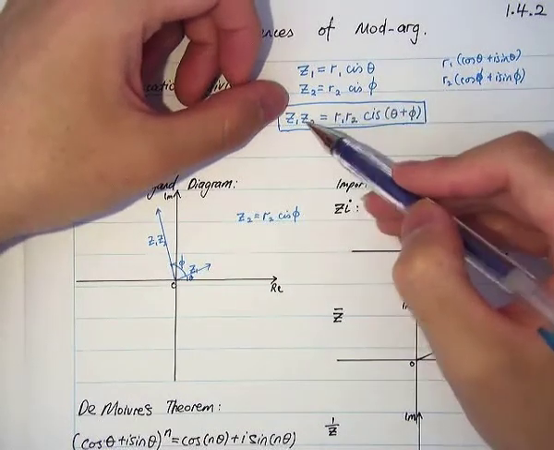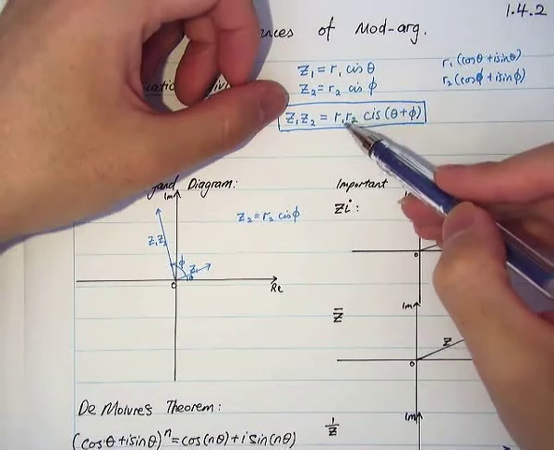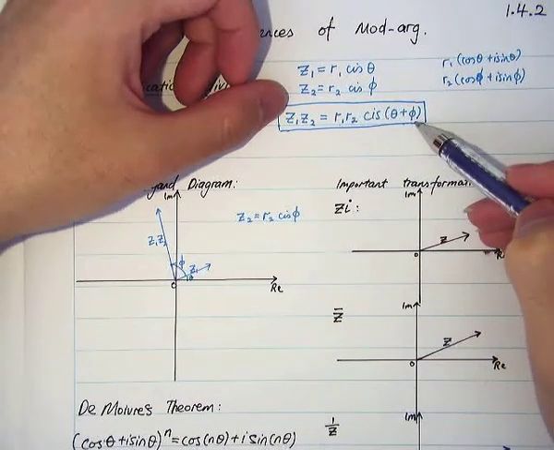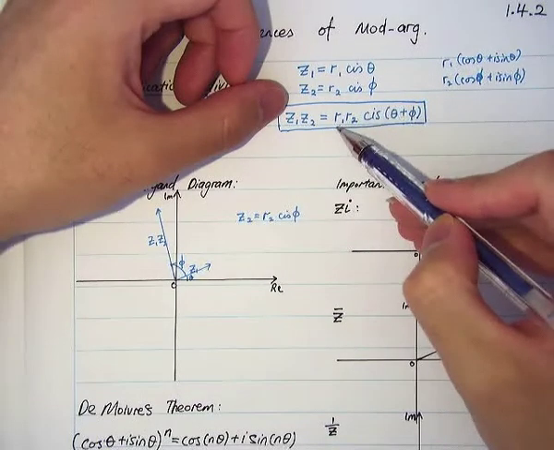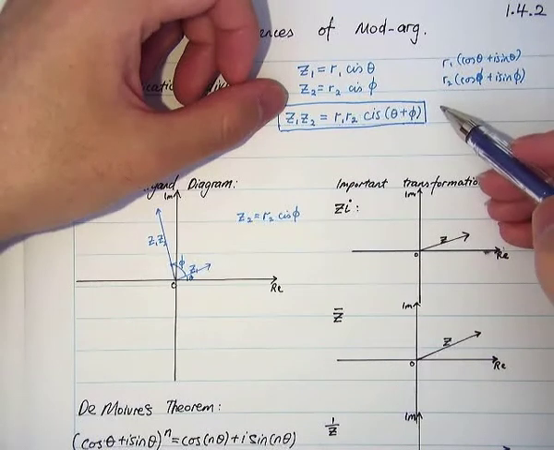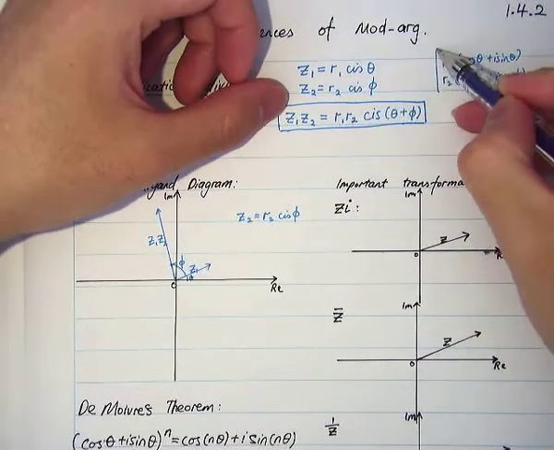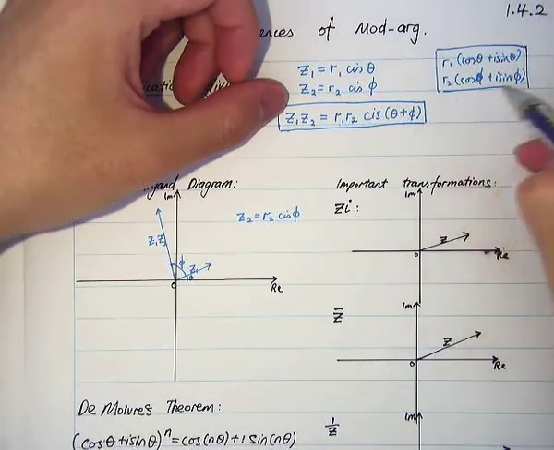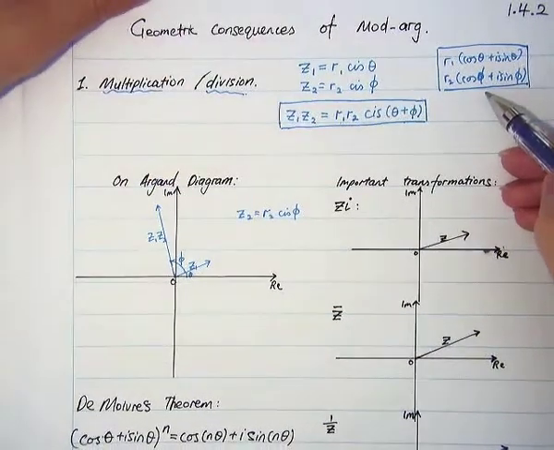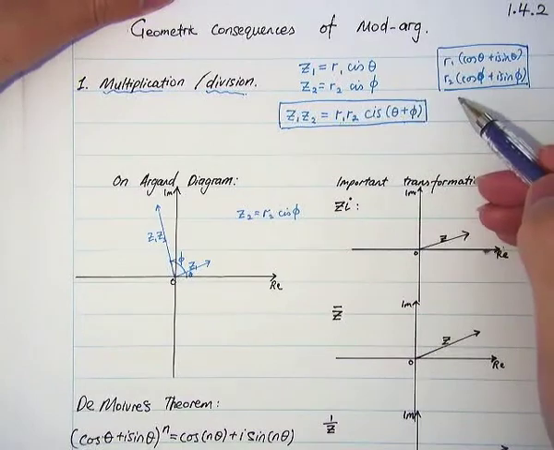To multiply them, we simply multiply the moduluses and add the arguments. To repeat that, we multiply the moduluses and add the arguments. You can prove that as an exercise of your own by simply multiplying these out carefully and doing a bit of trig identities. Right, now what does it look like on the Argand diagram?